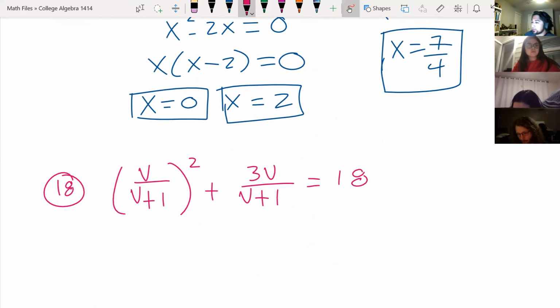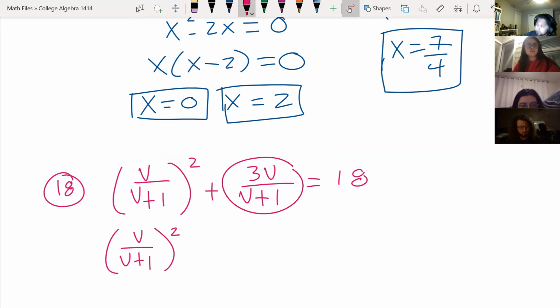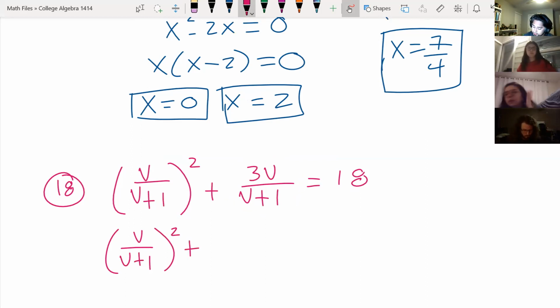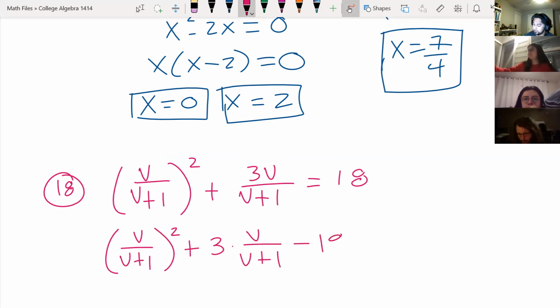Okay, so we're going to do some U-substitution on this. The first one's going to stay the same, v over v plus 1 squared. But for this one, I'm going to rewrite it as 3 times v over v plus 1 and move the 18 over. So 3 times v over v plus 1 is the same as 3v over v plus 1.